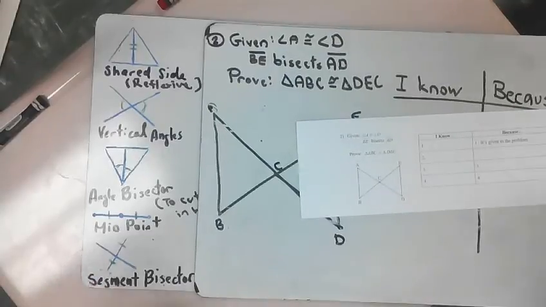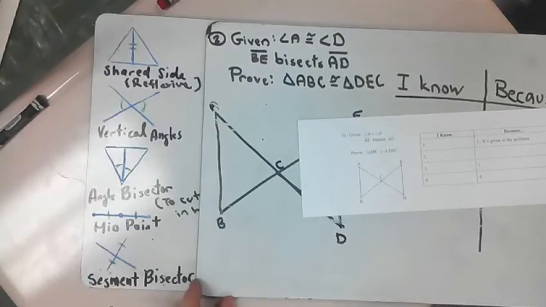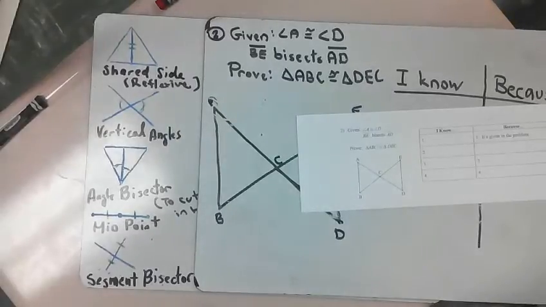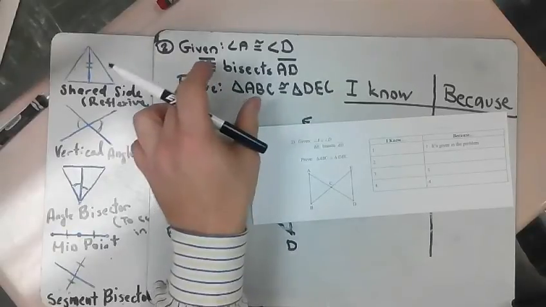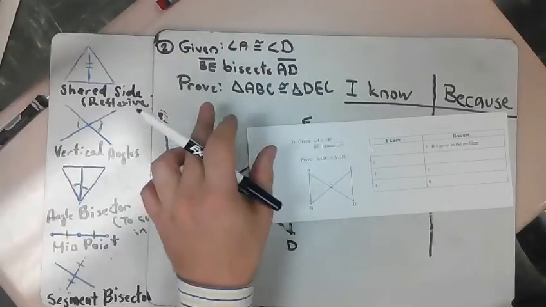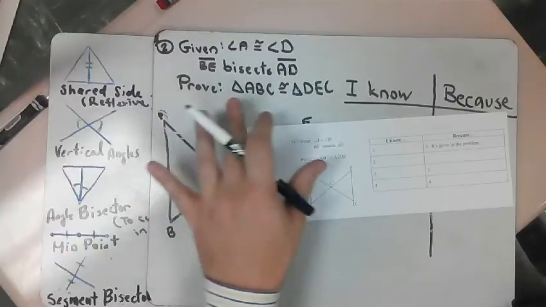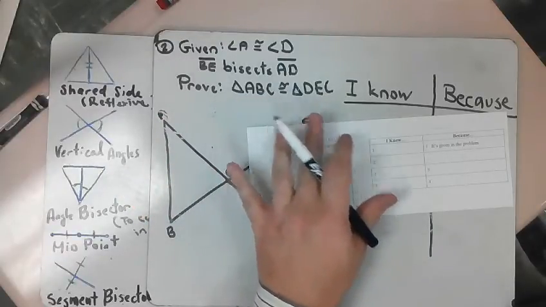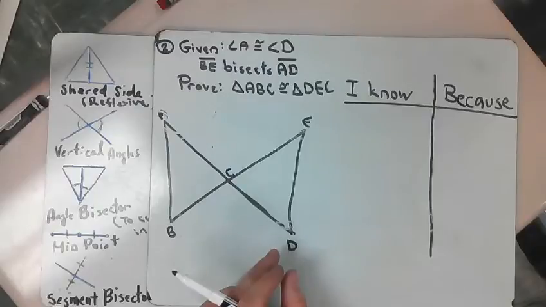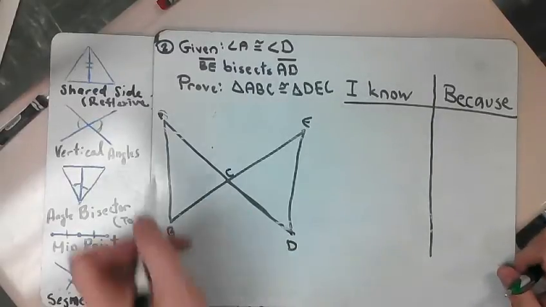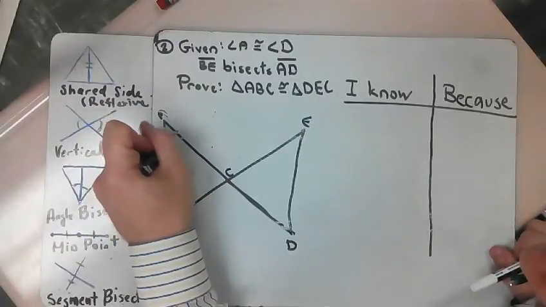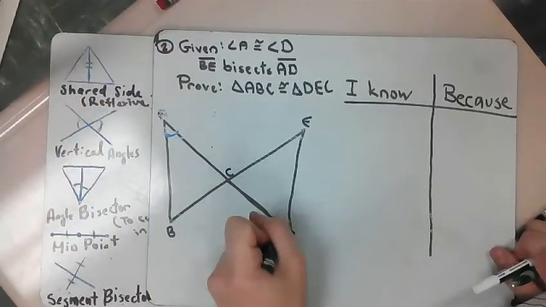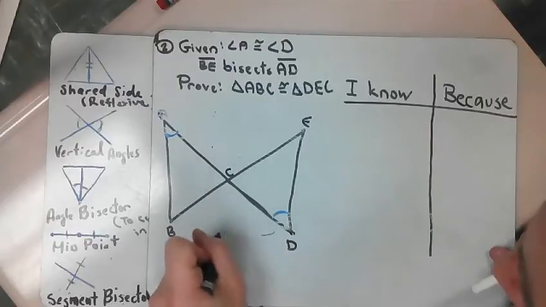Okay, let's do the next one. This one's slightly different. We have given that angle A is congruent to angle D, BE bisects AD. We want to prove that triangle ABC is congruent to DEC. So let's see what we got here. Well, first I'm going to mark off, let me use my crayons again. First I'm going to mark off angle A and angle D. That's line 1.